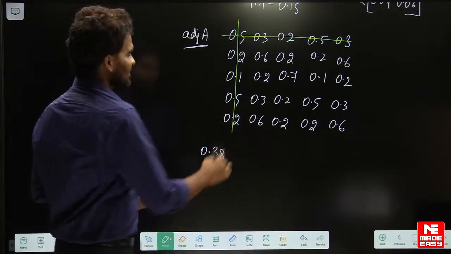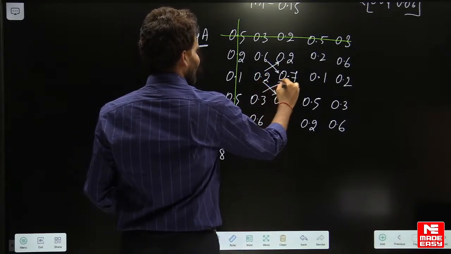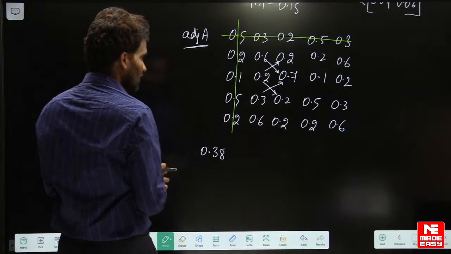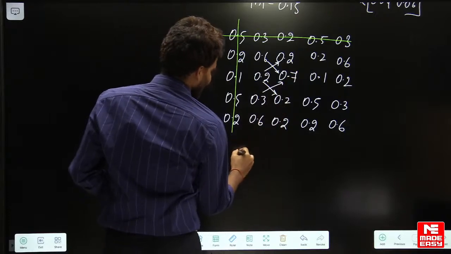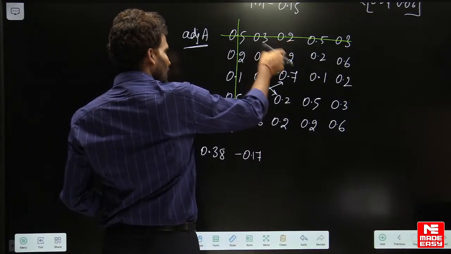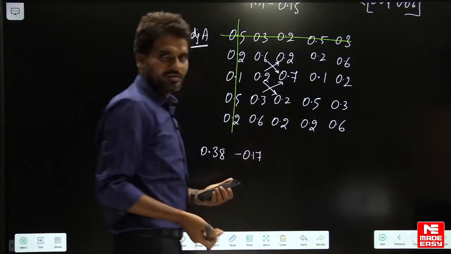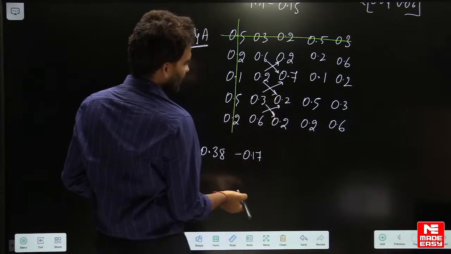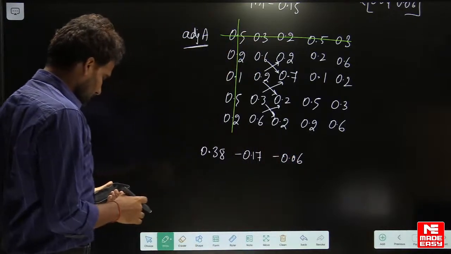This is 0.42 minus 0.04, so 0.38, this minus this. Next, do this minus this: 0.04 minus 0.21, so this is minus 0.17. Do these operations AD minus BC column wise, but write the elements you get in a row. Next, this minus this, 6 minus 12, that is 6 only, minus 0.06.